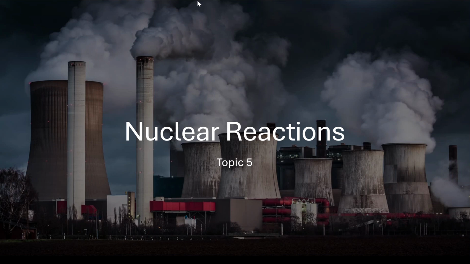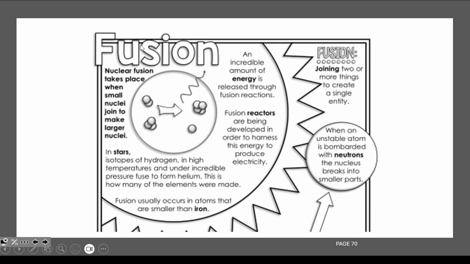All right, ladies and gentlemen, the topic today is nuclear reactions. We're talking about alpha, beta, and gamma reactions, but now we've got two other types that we're going to deal with. Here we have more doodle notes. We'll have fission and we'll have fusion.